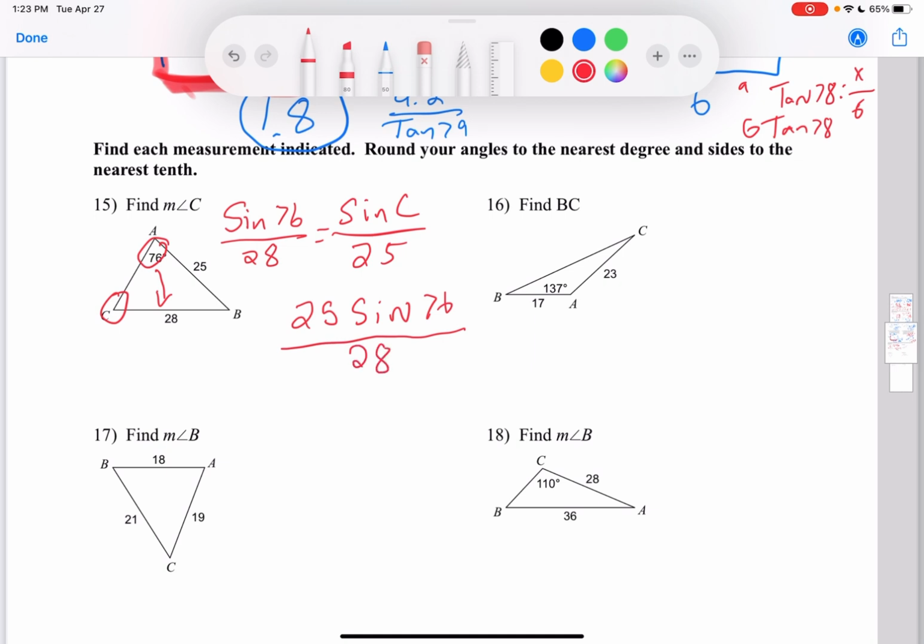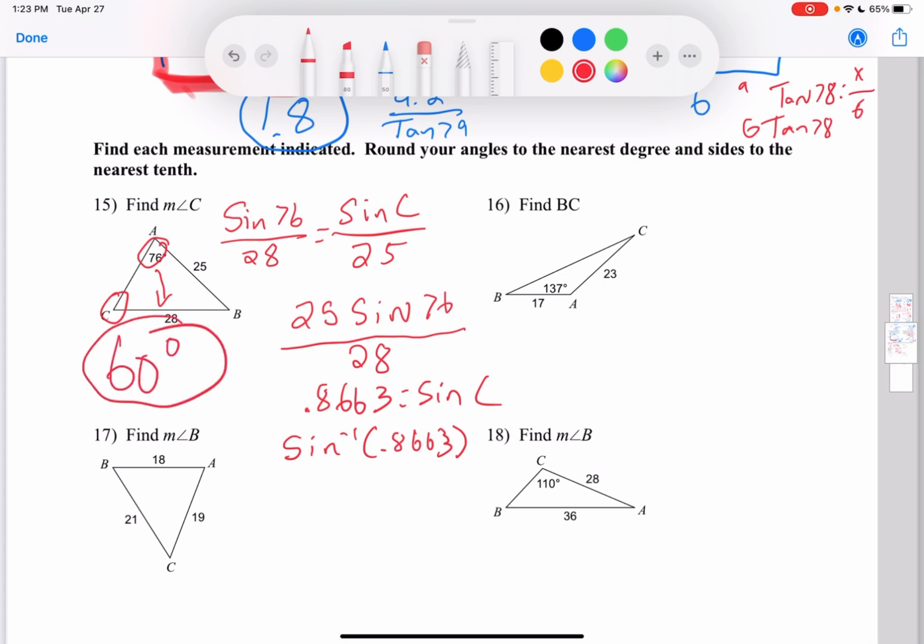So we'll go 25 sine 76, I'm going to hit equals. I'm going to divide that by 28. That gives us 0.8663. That's equal to the sine of C. But because we're trying to find the angle measure, we need to do the inverse sine of that decimal. So second sine of that, and it gives us 60 degrees is the measure of that angle.